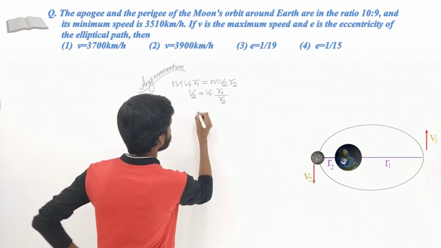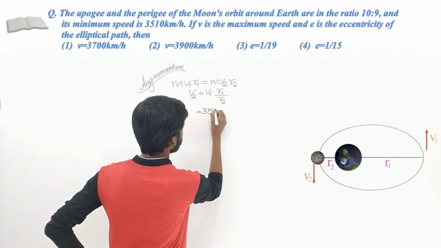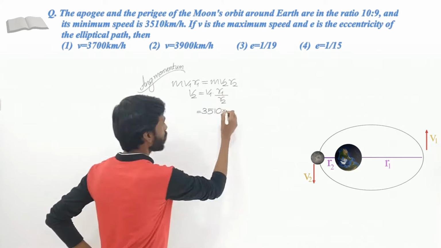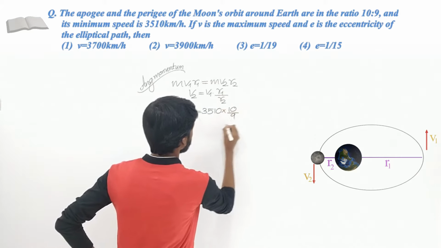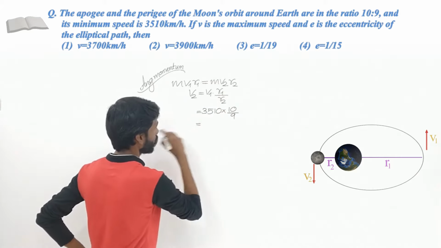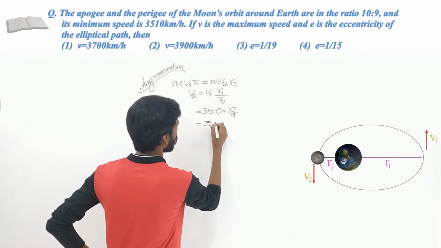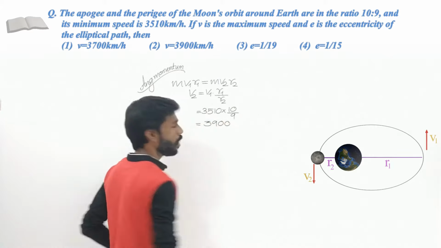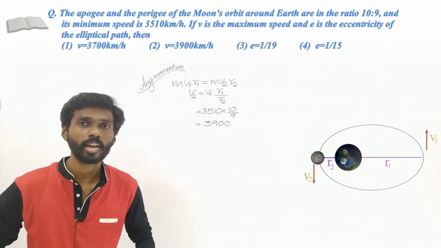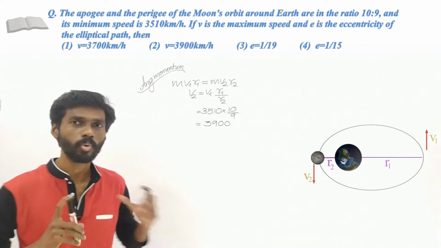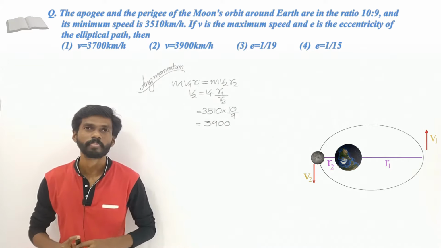So v1 is given, 3510 multiplied by this ratio, which is given as 10/9. That's all. If you just do the calculation here, this is 3, 9, 0, 0. So 3900 km per hour. This is the speed at which our Moon is orbiting our planet Earth.